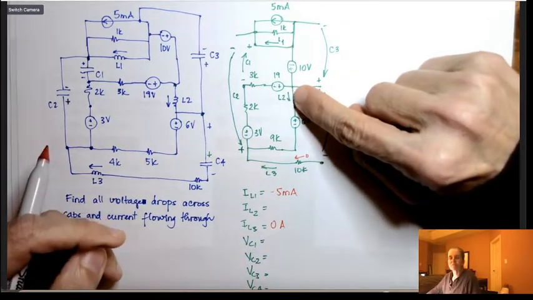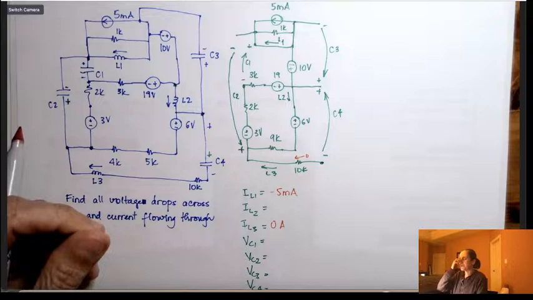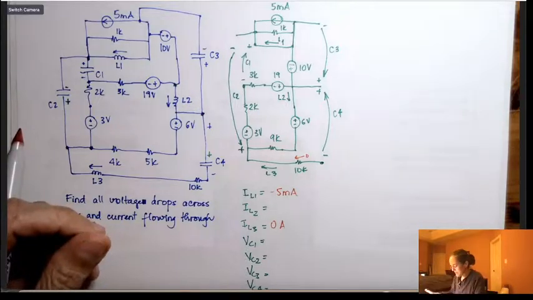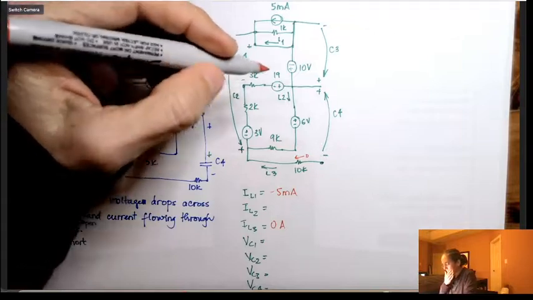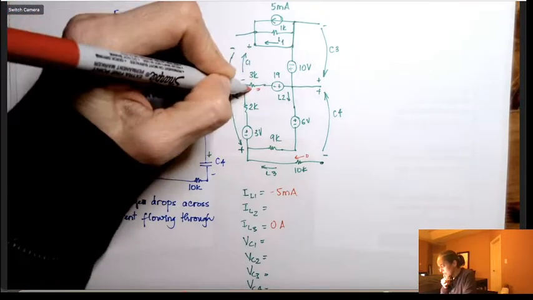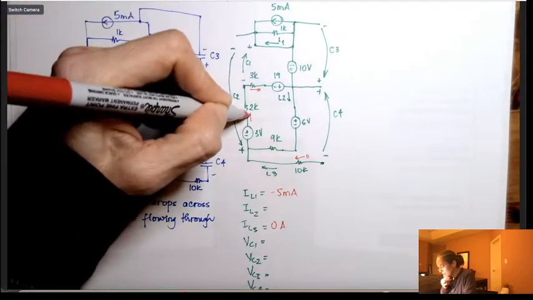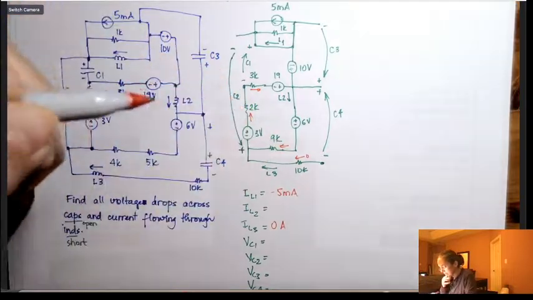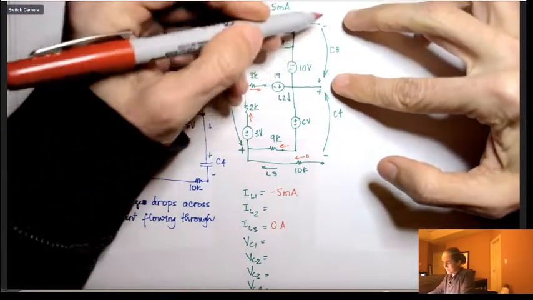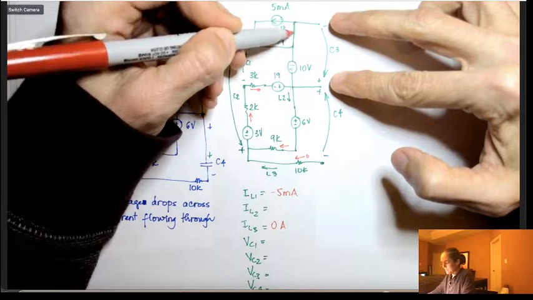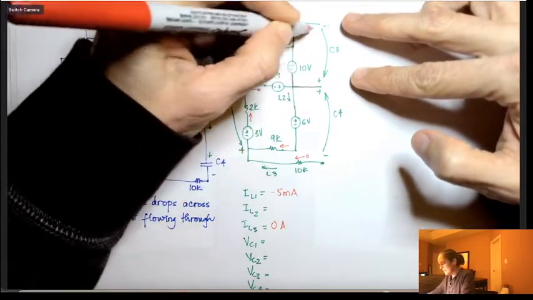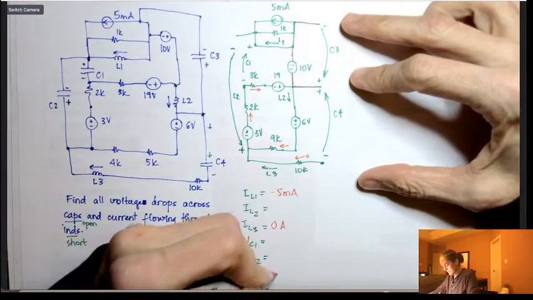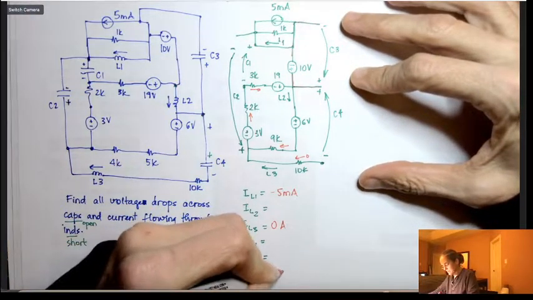And I2 I'm going to have to actually solve for, so I'm going to wait a little bit. For now, let me see what else I can look at. This 3K will have the same IL2, this 2K also, this 9K. But C3, for example, is measuring from here to here. And so this plus is on this side, and the minus is on this side. So VC3 will be 10 volts.